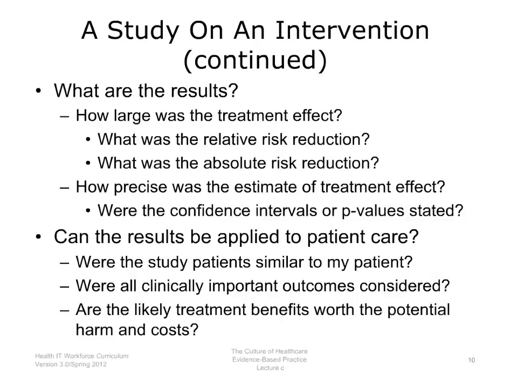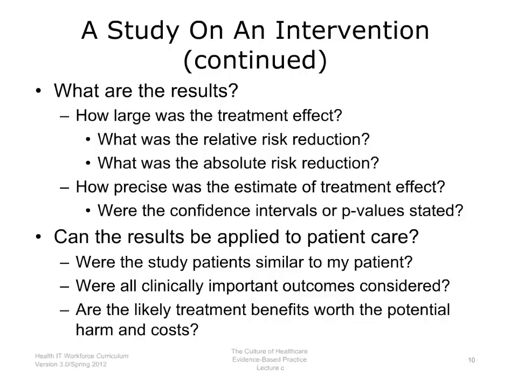Once we are confident that the study is valid, we can then proceed to look at the results. There are 2 major issues to consider. First, how large was the treatment effect, or how beneficial was it, if indeed it was beneficial? Next, how precise was the estimate of treatment effect? With the treatment effect, we ask about both the relative risk reduction and the absolute risk reduction. For the precision of the treatment effect, we basically need to know whether it is statistically significant. So we need to know the confidence intervals, or the p-values for the experiments.